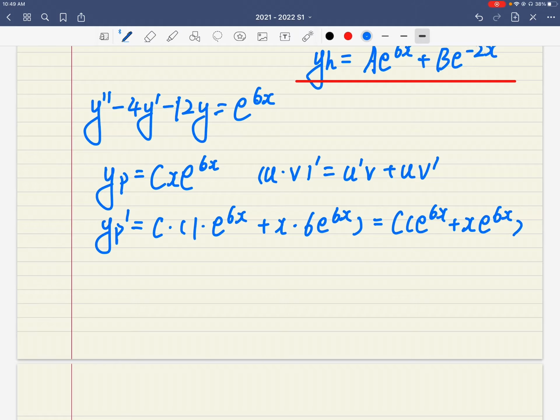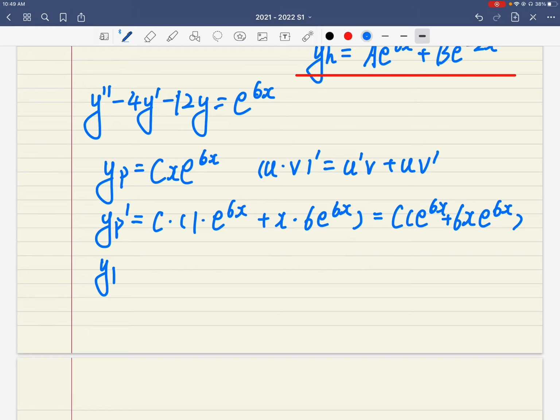Wait, there's a 6. Yes. And then for the second order derivative, just differentiate this again. It's c times the first part, e to the power of 6x, whose derivative is 6e to the power of 6x. And then the second part, again, it's 6 times, you do the same thing: 1 times e to the power of 6x plus x times 6e to the power of 6x.